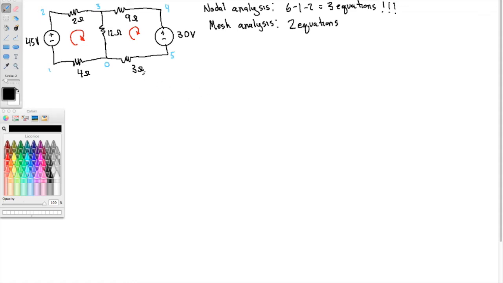Alright, so we'll apply those steps from the previous slide. So I've already indicated a direction for each mesh, and I will label these capital I1, capital I2. So let's do KVL around mesh 1.